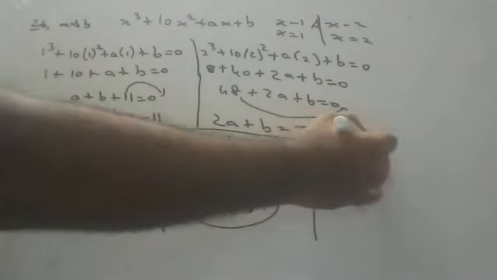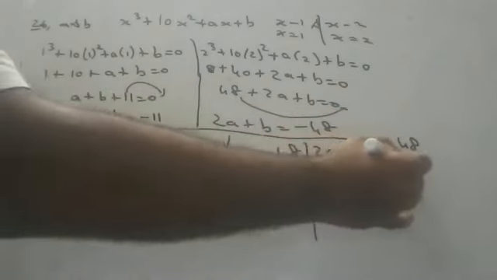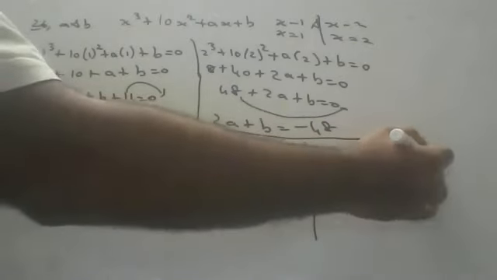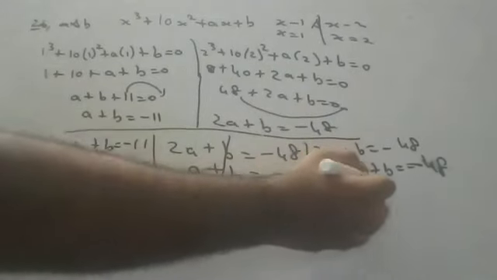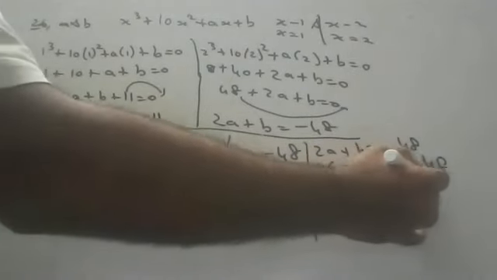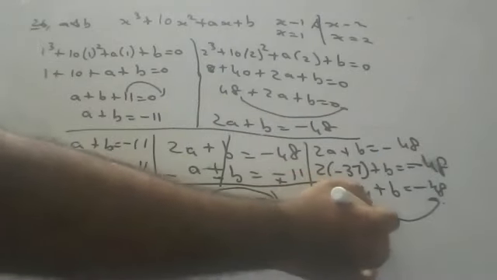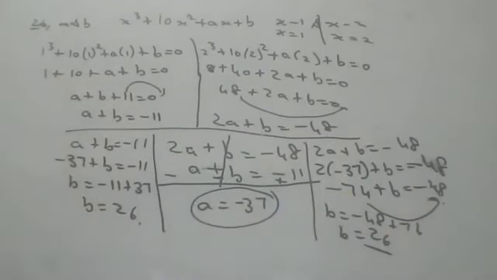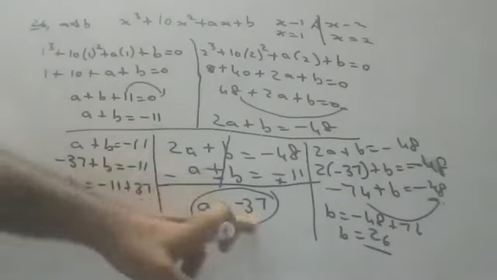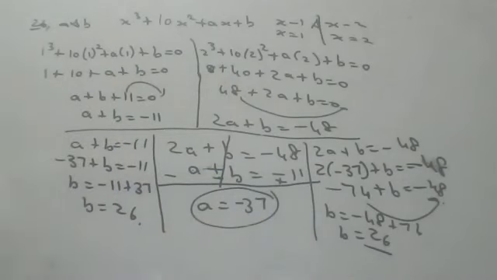2a plus b is equal to minus 48. 2 into minus 37 plus b is equal to minus 48. Minus 74 plus b is equal to minus 48. This comes here, children. So b is equal to minus 48 plus 74. b is equal to 26. Same answer. Your wish, you can substitute here or here. Whichever is easy, that is better to substitute. I hope all are following that, children.